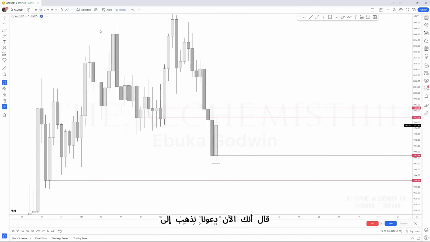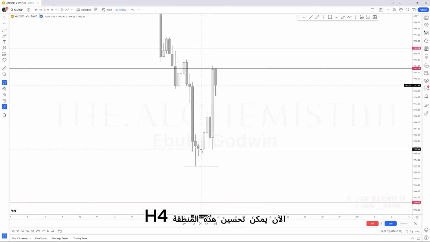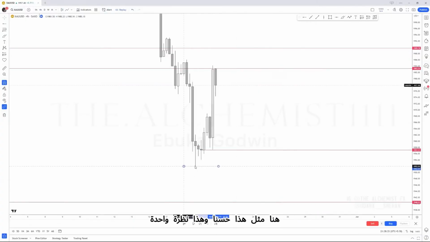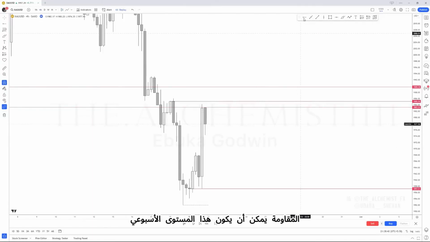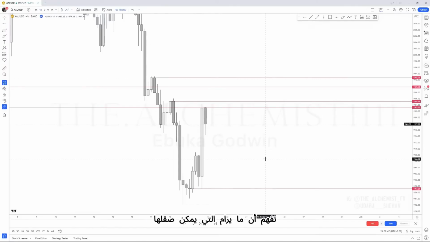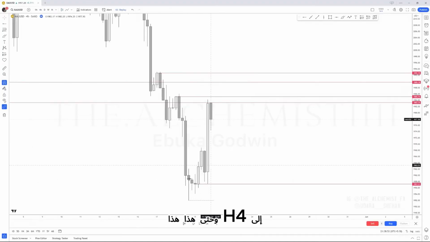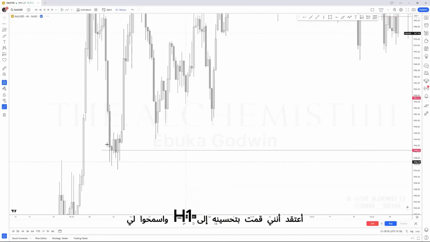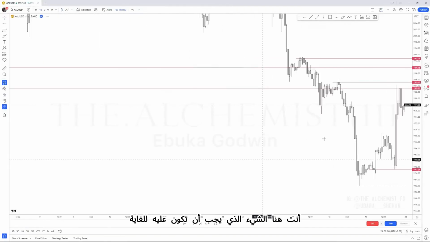Now let's go to H4. This zone can be refined here, like this. And this one, look at this. This is the weekly level, which can be refined here to this resistance. This weekly level can be refined to this resistance. Can you understand that? And these zones, we already did a refinement, right? This was the daily level, we refined it to the H4. And even this one, I think I refined it to the H1. Let me show you.